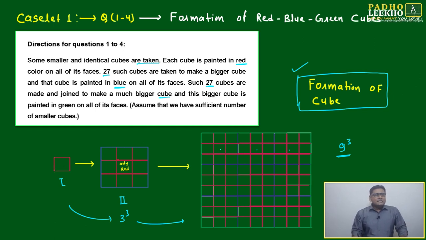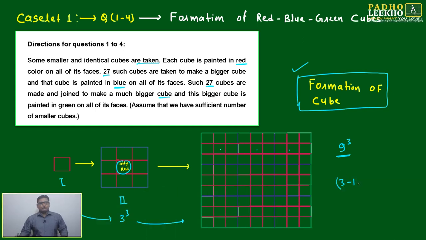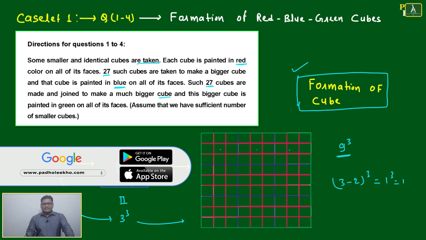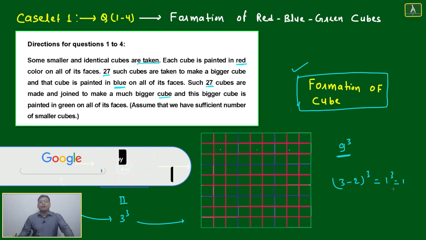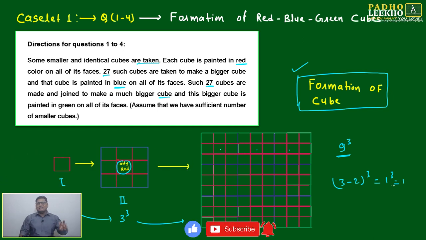Now just suppose this cube is completely red, all six faces red. If you are making this bigger cube from 27 small cubes, and afterwards you paint the outer side blue, what will happen? Except the internal one, all will become painted with two colors, blue and red. Only one internal cube will be there, as we know 3 minus 2 to the power 3, meaning 1 to the power 3. That is only one cube at the center that will not be painted at all. The external surface paint applied is blue. Originally the cube was red, so only one cube will be only red.